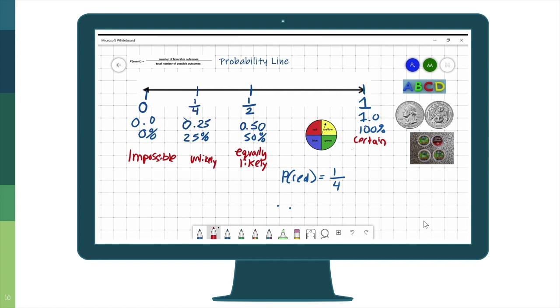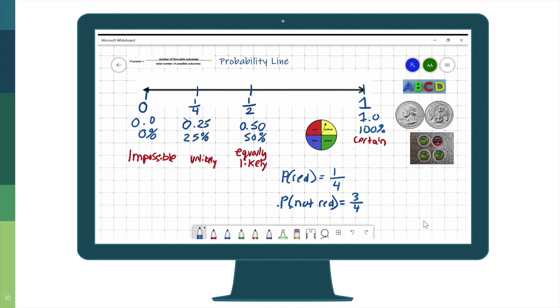Now let's use the same spinner, and we're going to do what we would call the complement. What if we wanted to know what is the probability that we're landing on a color that's not red? That's not red. Well, how many favorable outcomes are there? How many are not red? 1, 2, 3. So 3 are not red out of 4 total possible outcomes. So our probability would be 3/4.